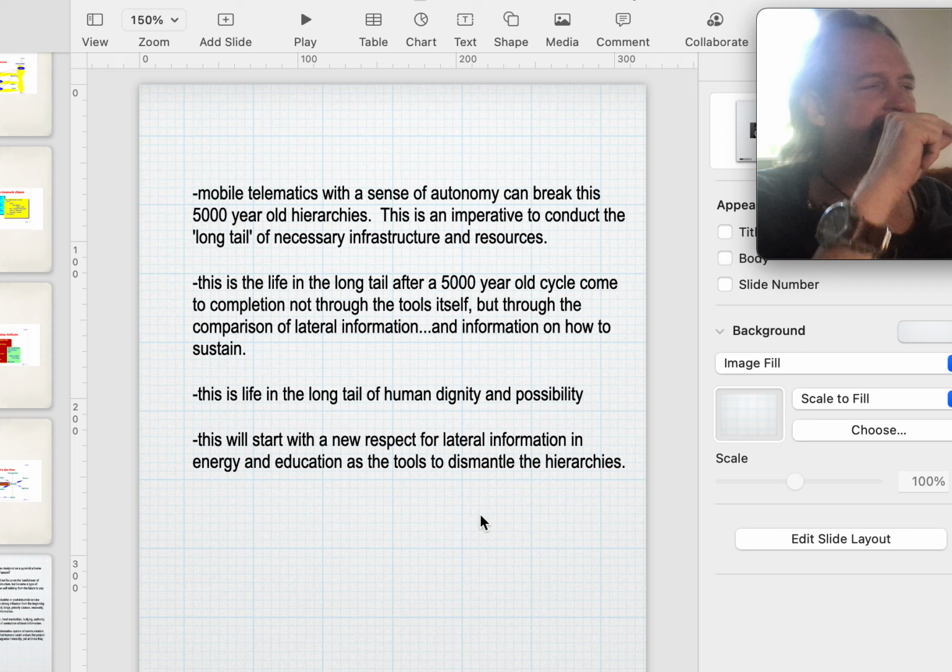This will start a new respect for lateral information in energy and education as tools to dismantle the hierarchies. Hopefully, it already is. But we are pack animals. We are basically hives. These Homo sapiens, these hominids, are more hive-oriented than most of the so-called great apes. We depend on sociability to extend knowledge, starting with the recurring generational invention of the fire, also of making hand axes, and that continues throughout the world.